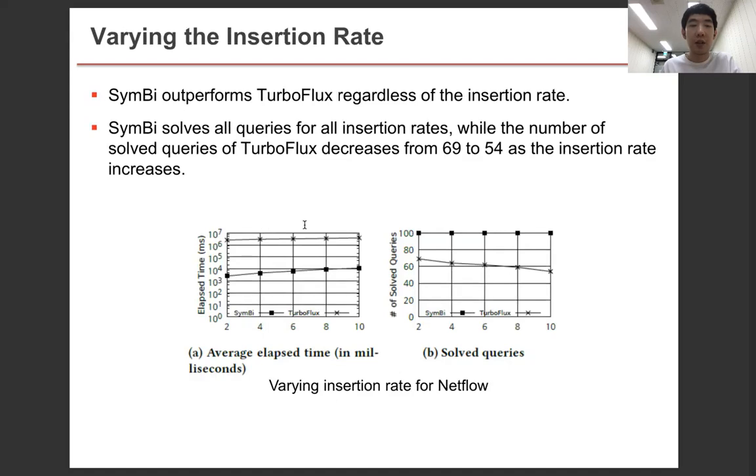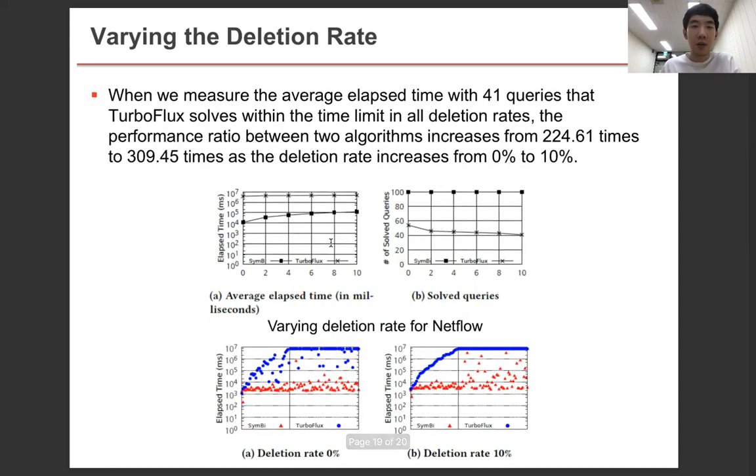This figure shows the results of varying the insertion rate. As we can see, our algorithm outperforms TurboFlux. For varying the deletion rate, our algorithm also outperforms TurboFlux. However, the performance gap between the two algorithms decreases as the deletion rate increases. This is due to the queries that TurboFlux cannot solve, but SymBi solves within the time limit.